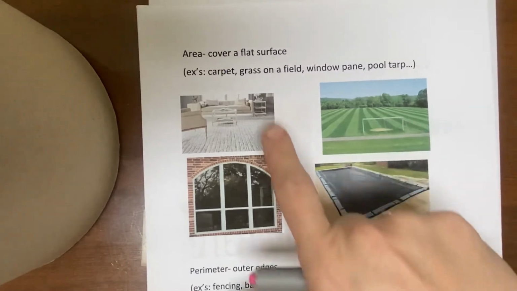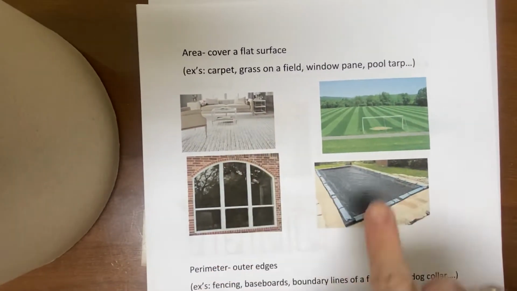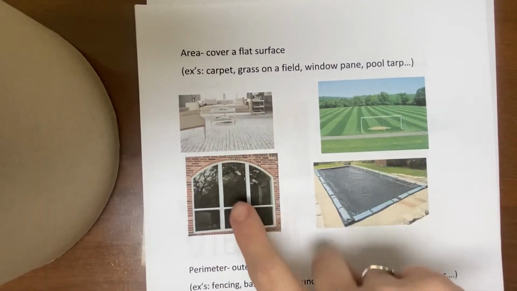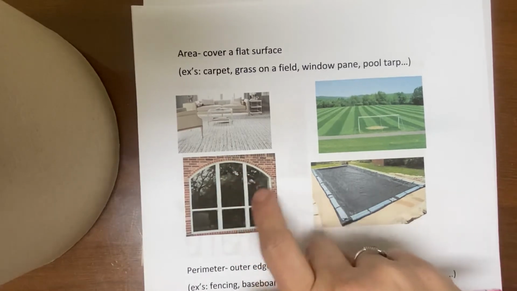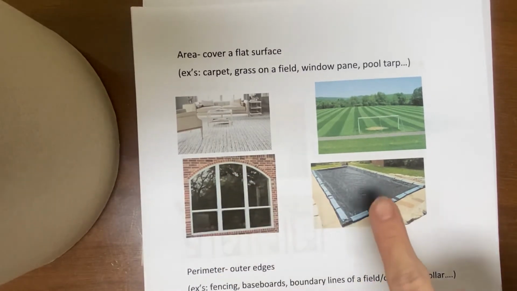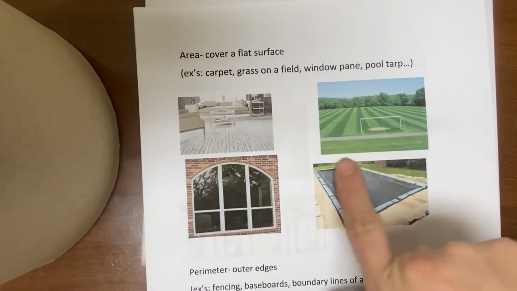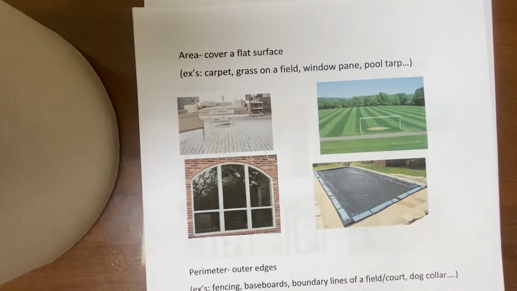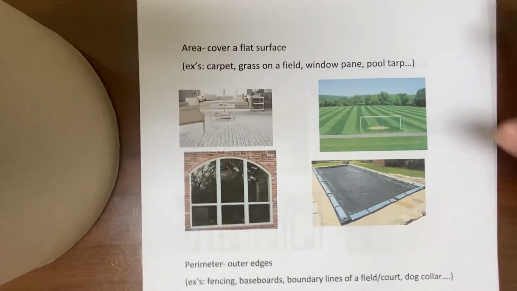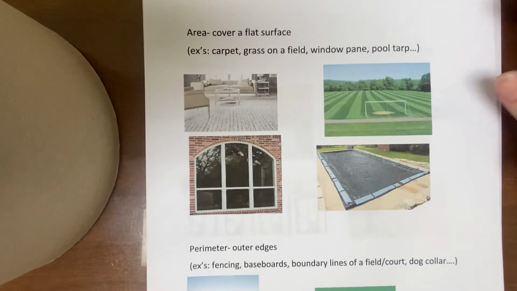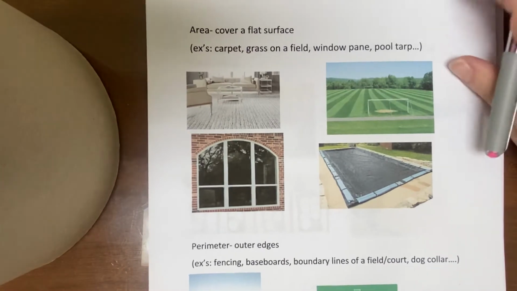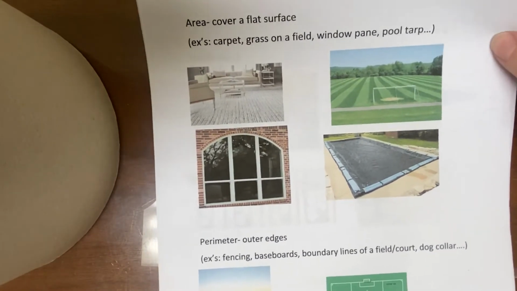So examples are carpet covering the floor, grass on a field, a window pane is the glass. So there are 6 window panes here. Or a pool tarp, a tarp that you cover the pool with to keep leaves and stuff out in the fall and the winter. That is area, anything that is covering a flat surface. Many more examples other than that, of course.